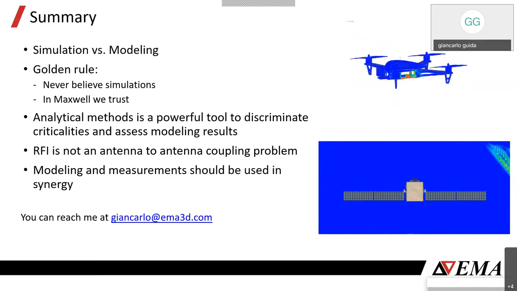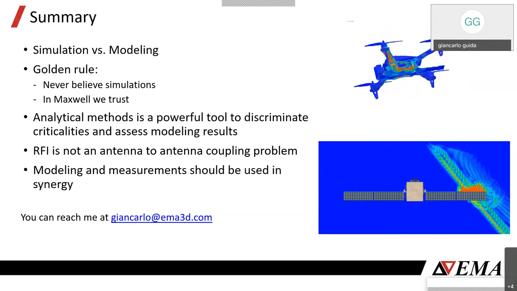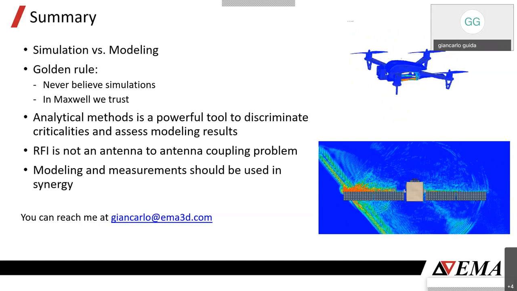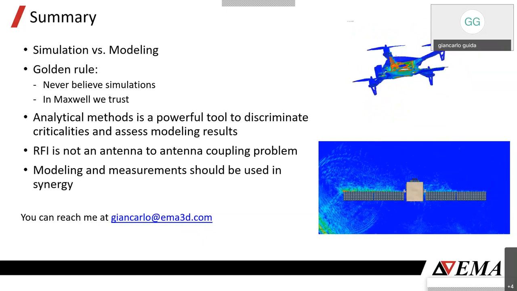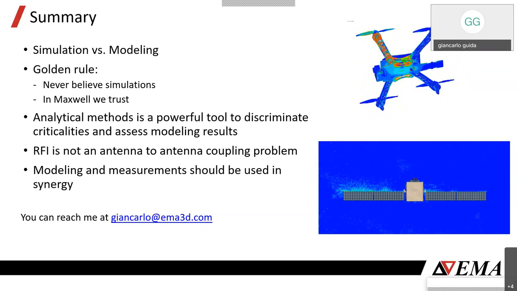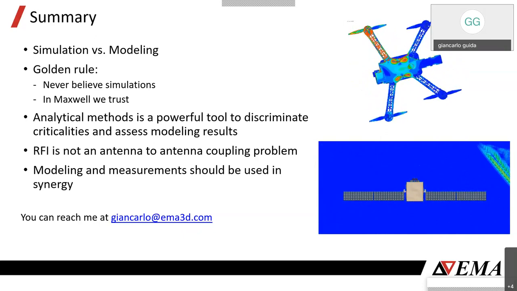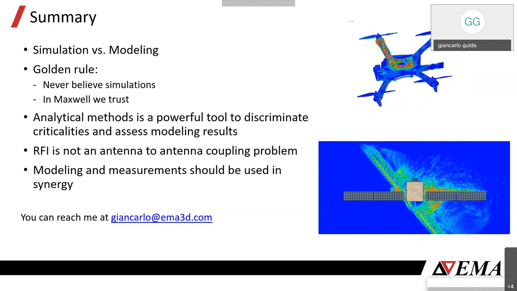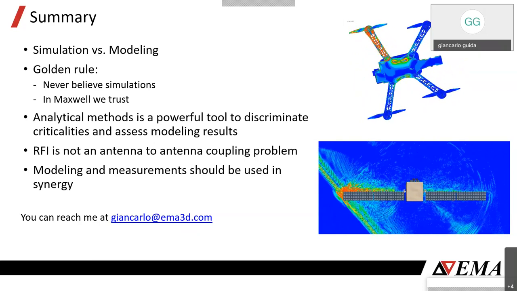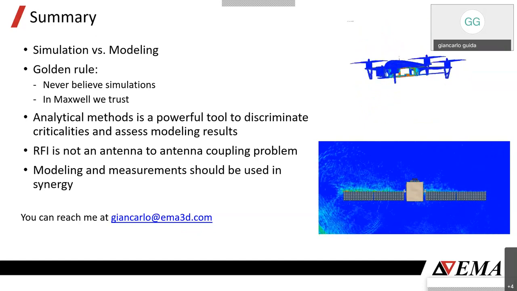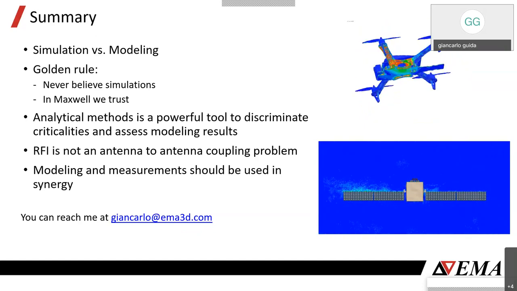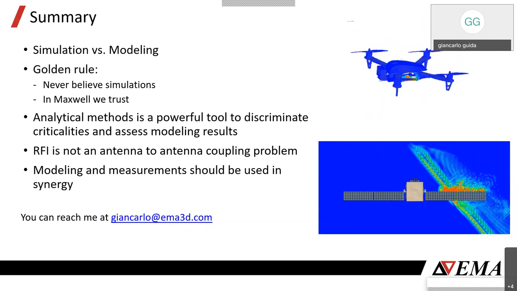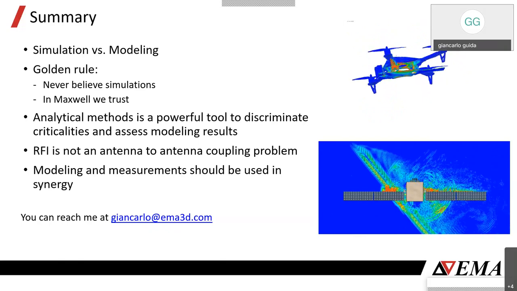Analytical methods are a powerful tool. Use them. Do not give up making your homework. Do not give up doing your calculation with your hand calculator or a simple Excel sheet. Do it, because this will drive you in your work. Radio frequency interference is not an antenna to antenna coupling problem. Everything matters, including the transmitter and the receiver. And modeling and measurements are not two enemies. They are two powerful allies if you make them work together.